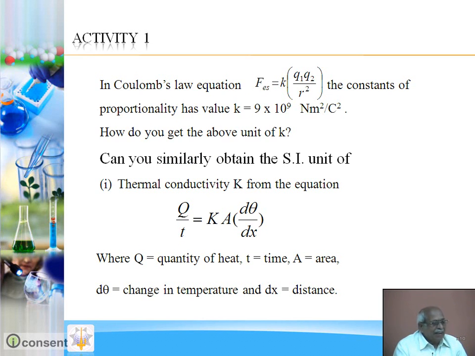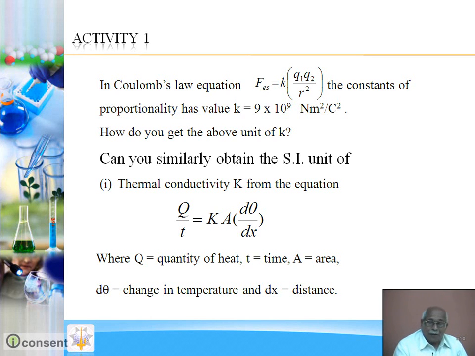Here is an activity for you. In Coulomb's law equation, we have written that K has value 9 into 10 raised to 9 Newton meter square per Coulomb square. How do you get that unit of K, Newton meter square per Coulomb square? Can you obtain that by using Coulomb's law equation?